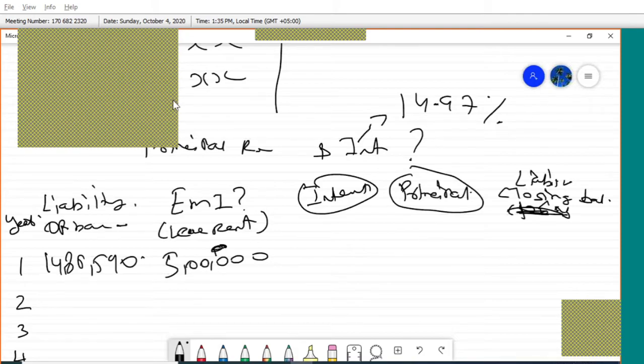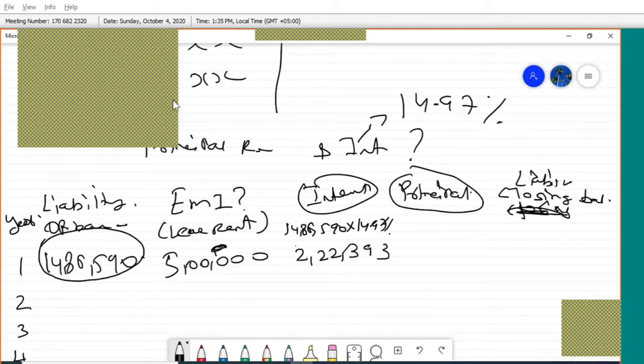So what I should do is 14 lakh 85,590 into 14.97 percentage. 14 lakh 85,590 into 14.97 percentage, how much? 222,393. That is my interest portion.